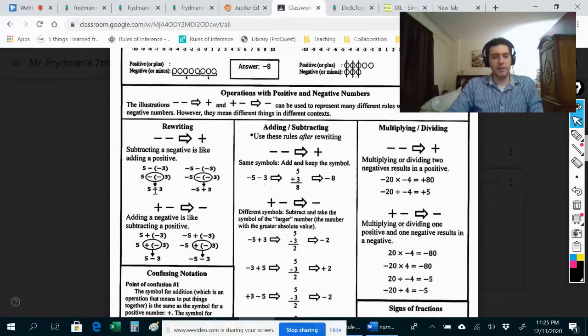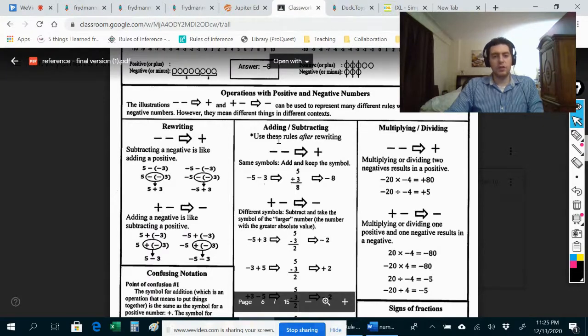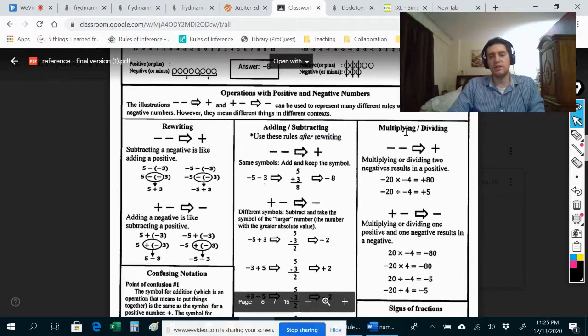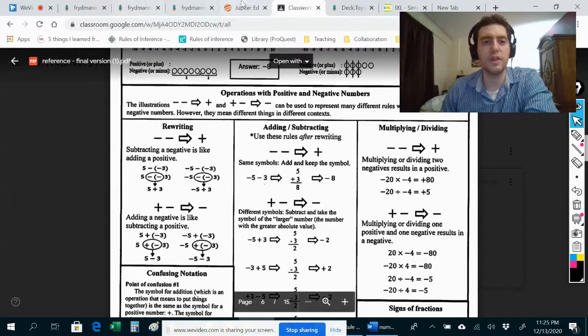If you see minus negative, that becomes plus. If you see plus negative, that becomes minus. And after doing the rewriting, then same symbols, add and keep the symbol. We talked about that already. Different symbols, subtract and take the symbol in front of the larger number, meaning the number with the greater absolute value. And then multiplying and dividing is just two negatives make a positive, and a positive and a negative makes a negative. Okay, so those are the rules that you need to understand in order to work with negative numbers. So just a little bit of a review there.